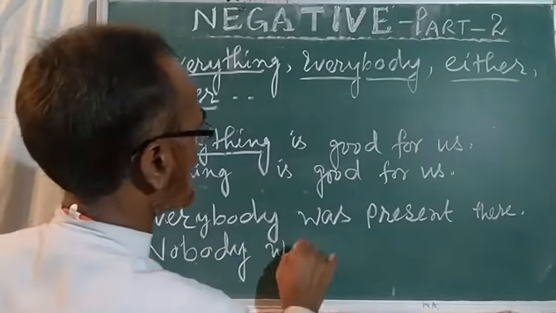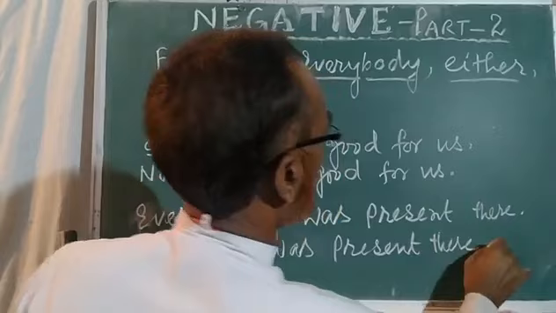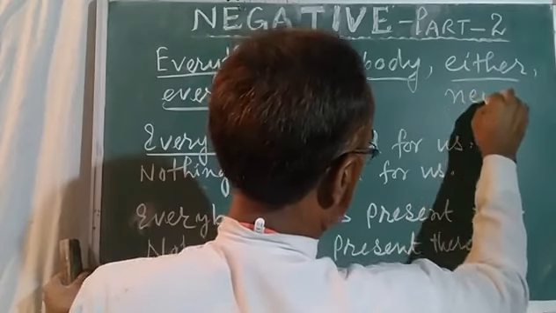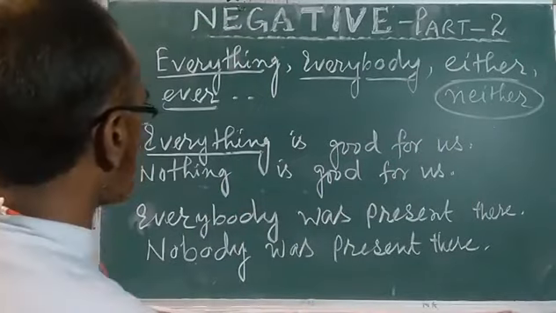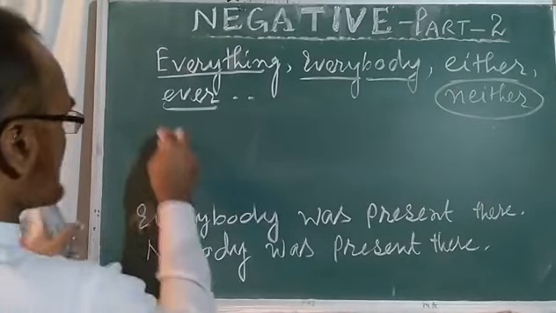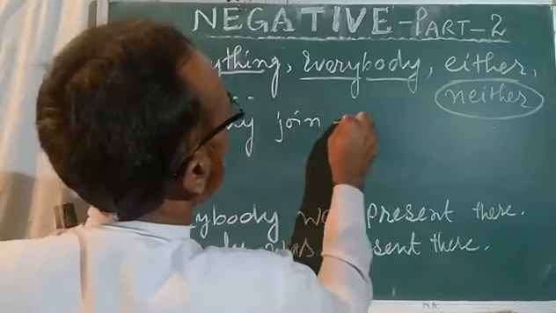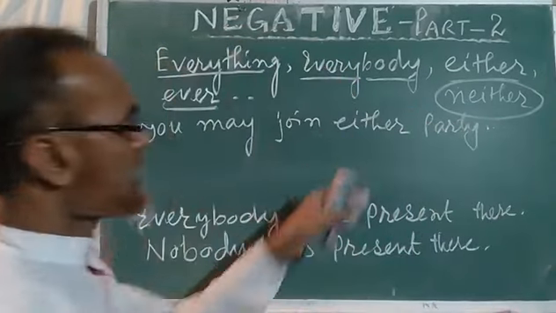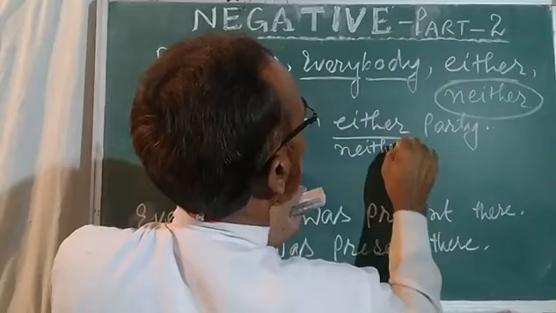Nobody was present there. Like this sentence, opposite of either is neither. If we find either in a sentence, then we will replace neither in place of either. That is, you may join either party. To make it negative, we only have to replace neither in place of either.